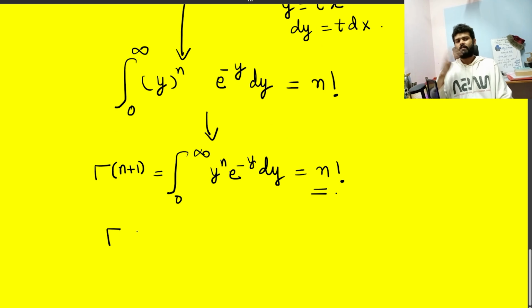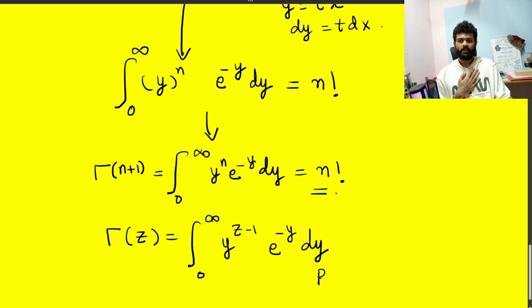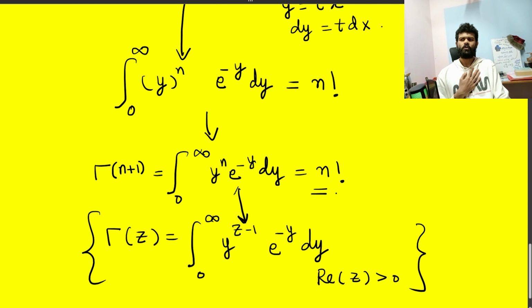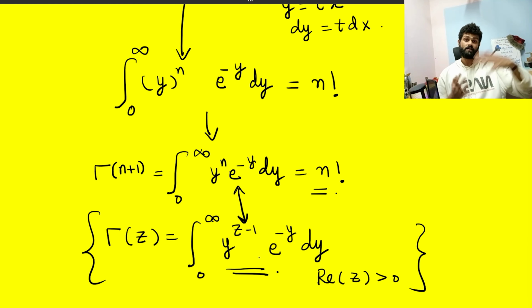I should tell you, this is like the gamma function. Let me write down the general gamma function. So gamma of z is integral 0 to infinity y to the power z minus 1 e to the power minus y dy, where the real part of z is positive. As you can see, these two look almost the same. That's because this version is the generalized version, so you can extend this to complex numbers, and this can be defined for complex numbers. So that's the gamma function, the bigger gamma function.